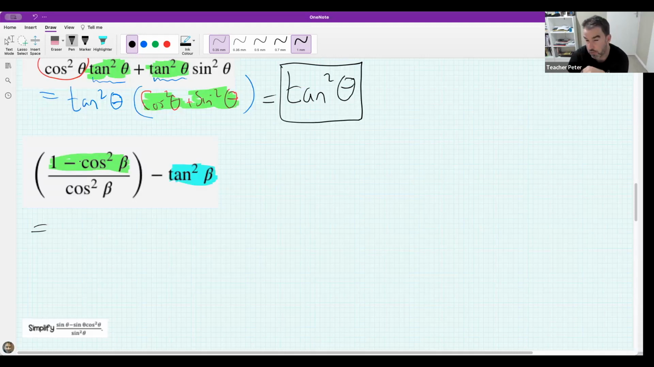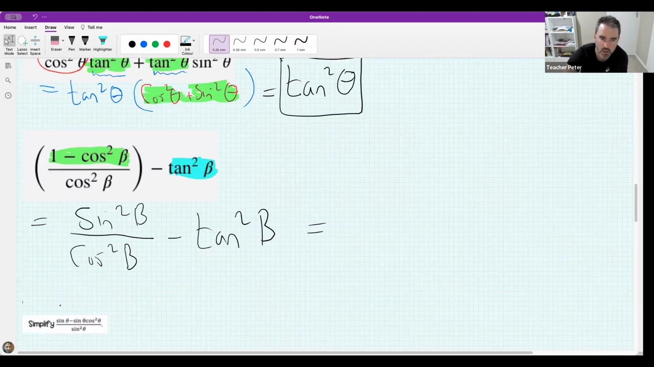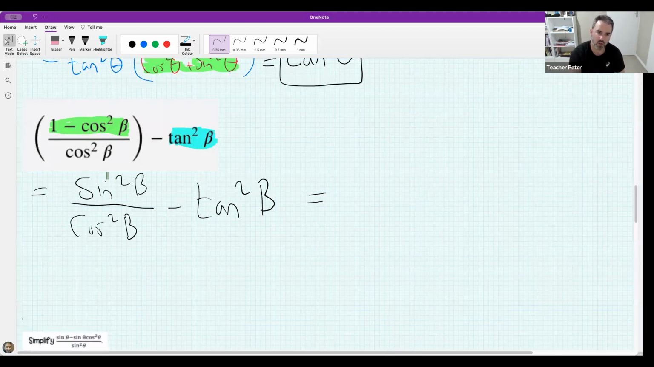I'm going to start with the green, and I think I can write the green bit as sine squared b, and then the cos squared b is the same on the bottom, and then I've just got that bit. What is my next step going to be if I do that? What should I do next? If I've replaced the green bit with this, what should I do next?